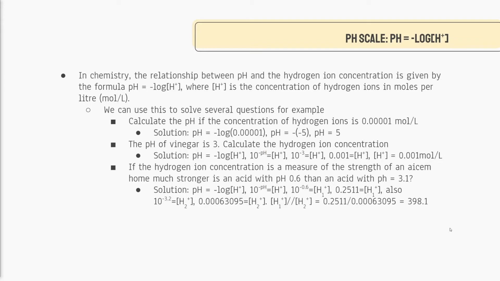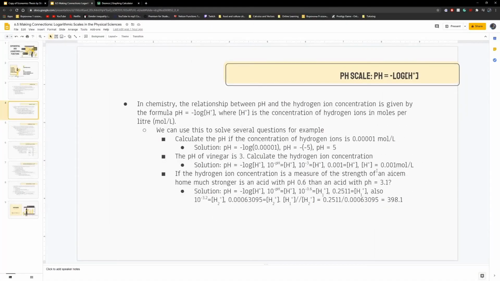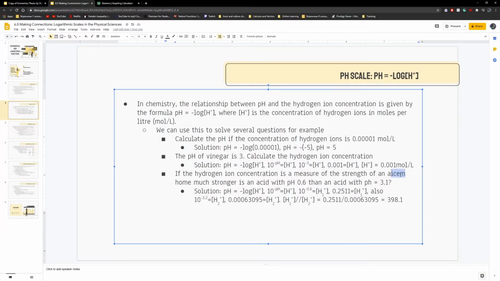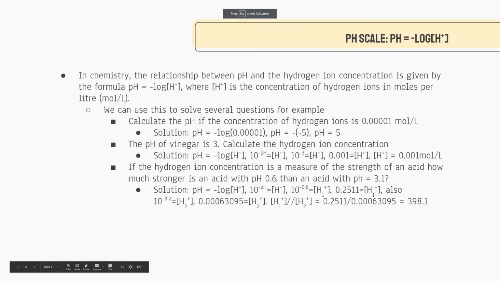So, if the hydrogen ion concentration is a measure of the strength of an acid, how much stronger is an acid with the pH of 0.6 than an acid with a pH of 3.1? Well, let's see what we know. At first, of course, we know our formulas.